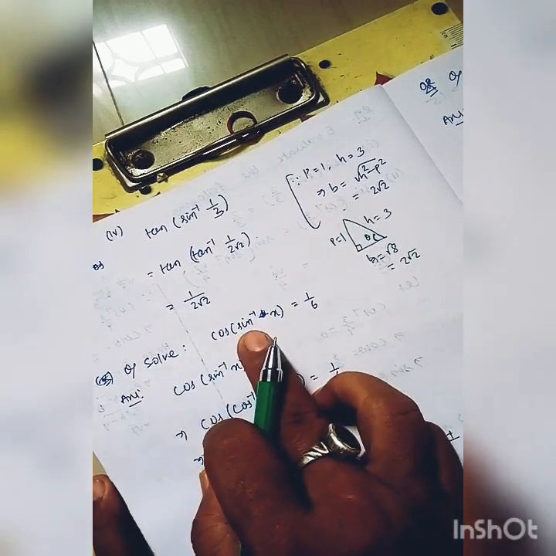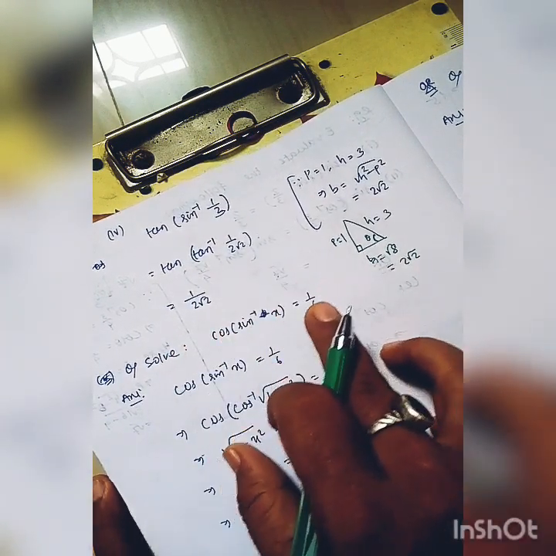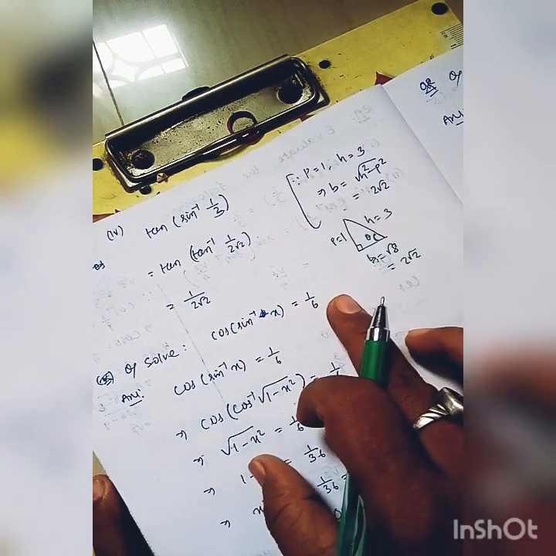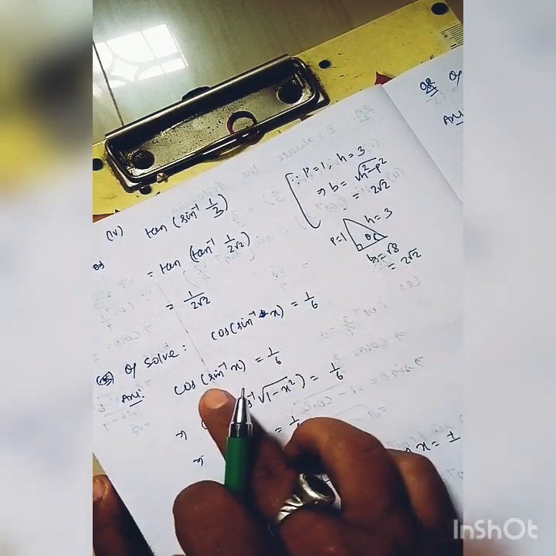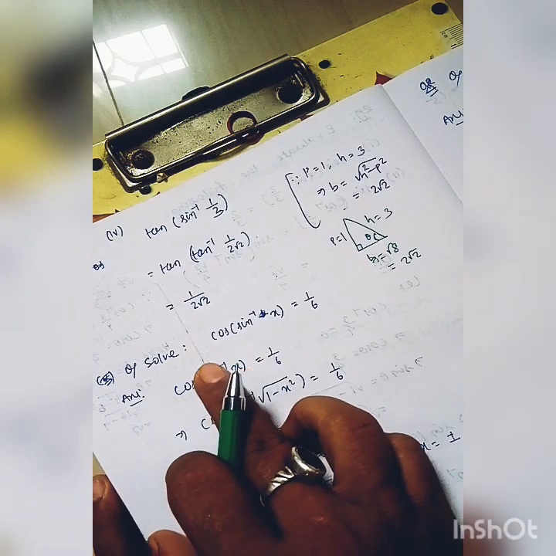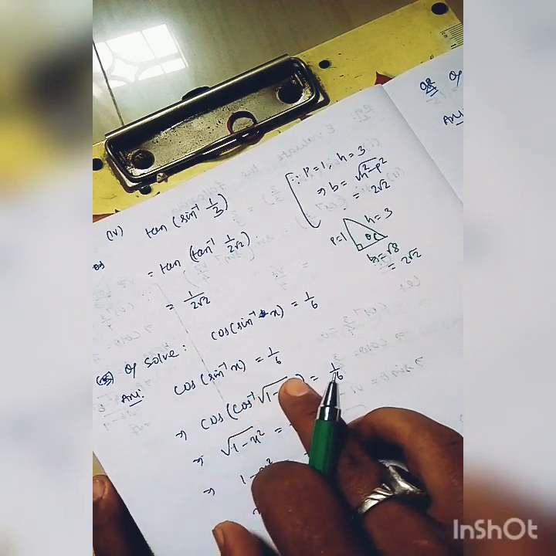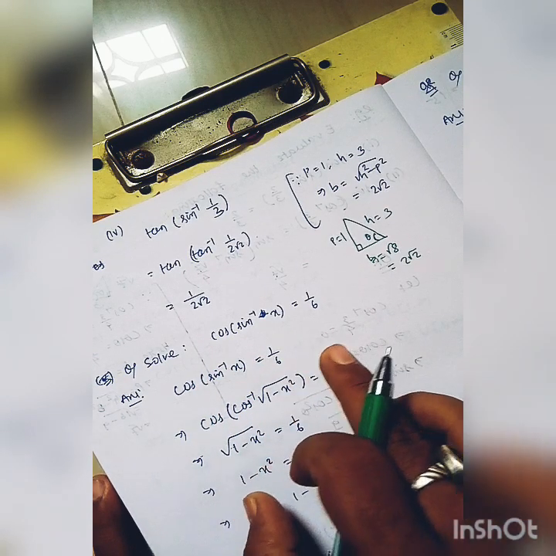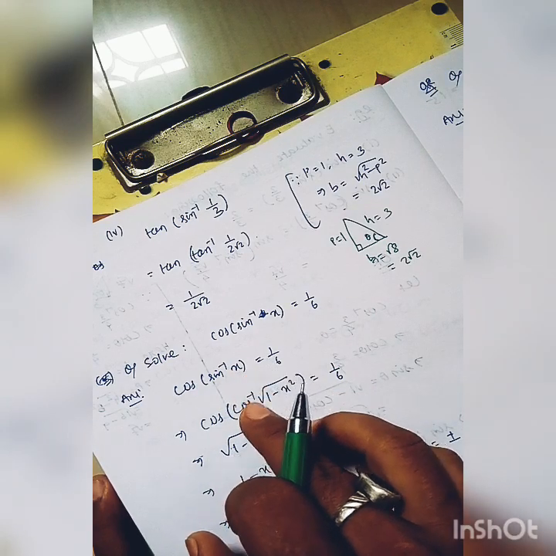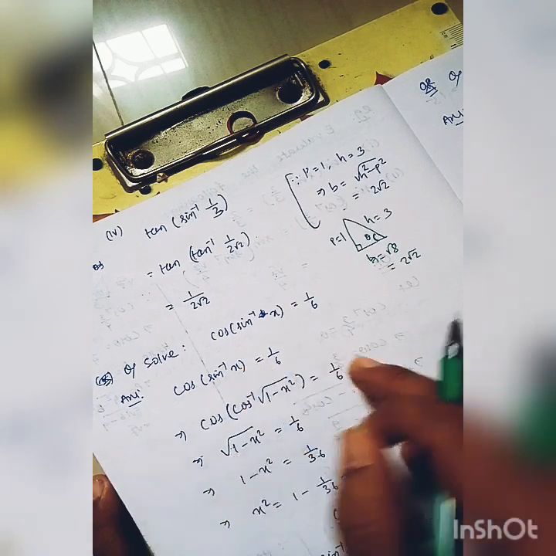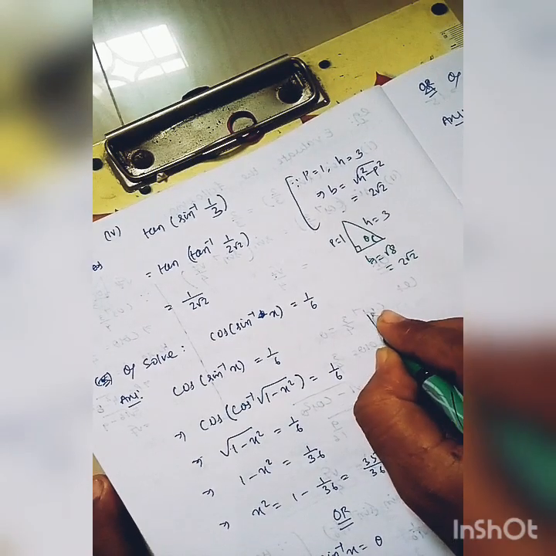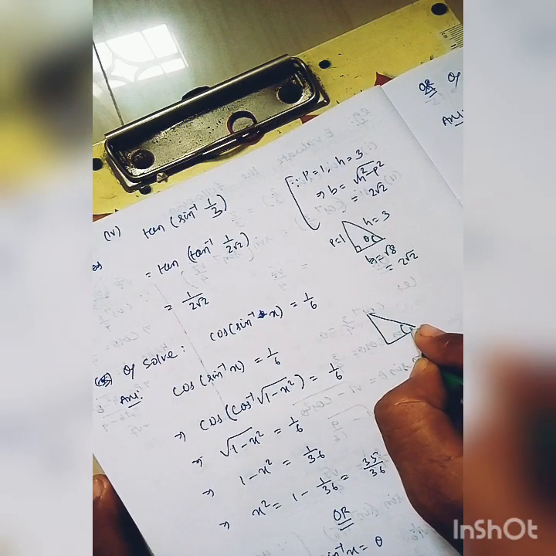That is, we have to find the values of x for which cos of sine inverse of x equal to 1 by 6. To solve this question, we have to reduce sine inverse x to cos inverse. We know that sine inverse p by h equal to cos inverse b by h. Here p by h equal to x.